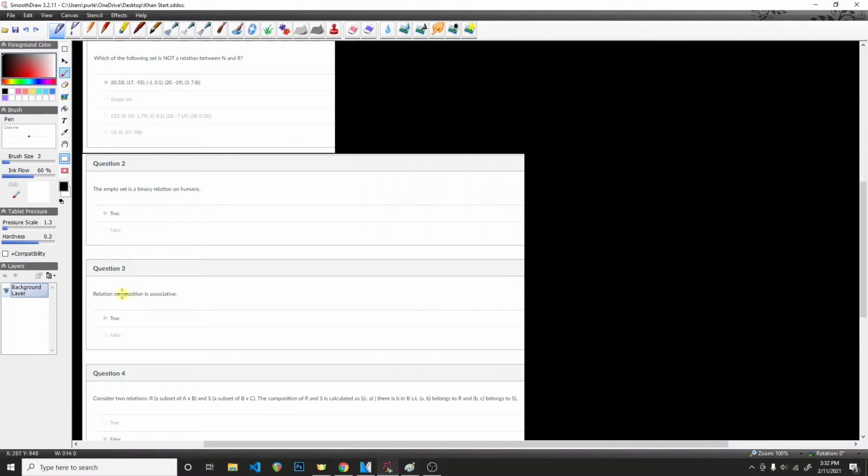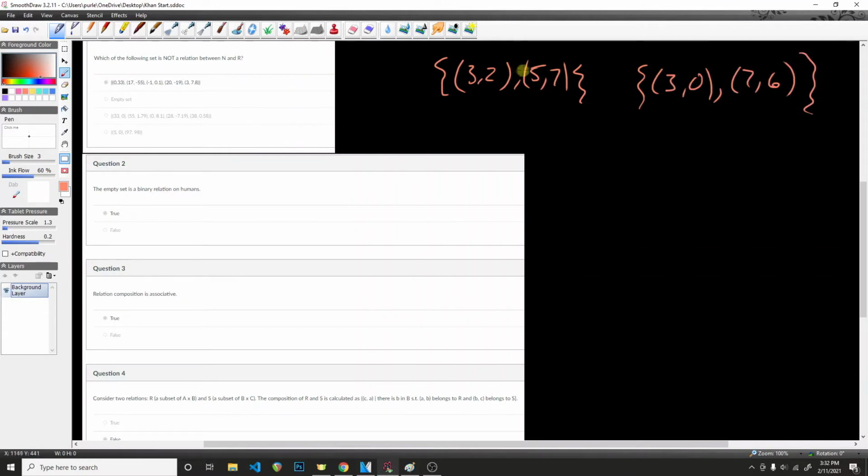Relation composition is associative. Let's talk about what that is, because I haven't done a video on it. Relation composition basically just means if we have two different sets of ordered pairs, like (3, 2) in one set, and then we have another set of pairs, the composition is kind of a transference. Without getting into the mathematical definition of it, we're just simply looking here. We see that we have a 3 here, and that is going to map to a 2. So what we would do is look over here to see if we have a 2. We do not, so therefore 3 is not going to be in the composition.